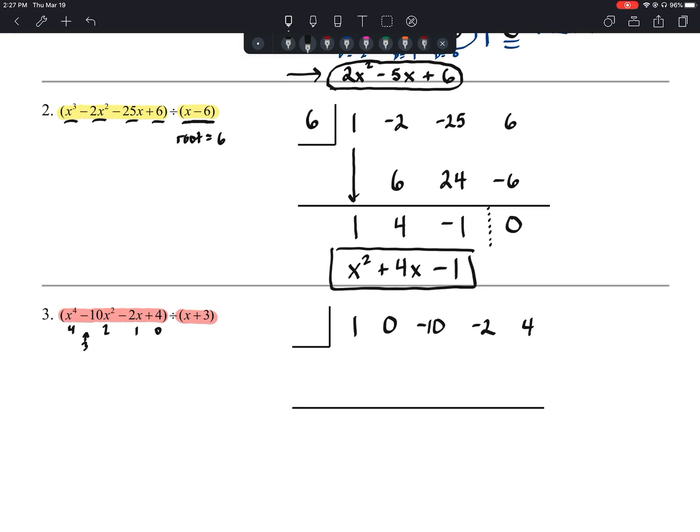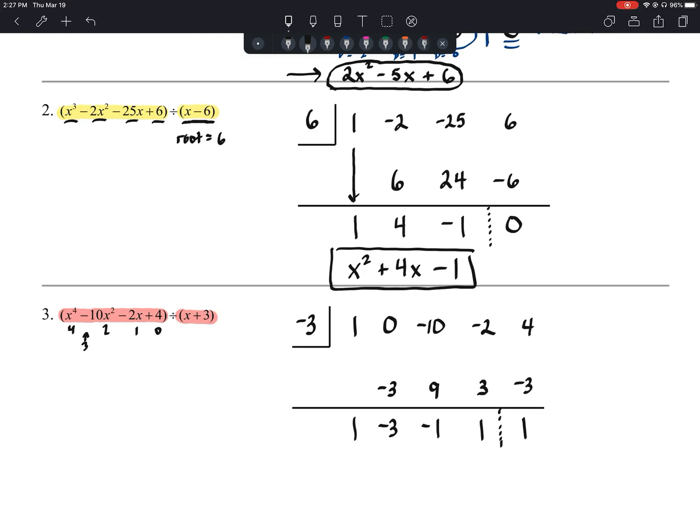Our root here would be negative 3, and now we'll just continue the process. Bring down the first term, multiply, add, multiply, add, multiply, add, multiply. And then on this one, you'll see here we end up with a 1 at the very end. So we'll have to end up with a remainder on this one.